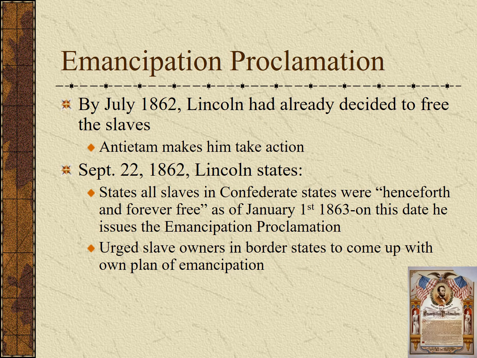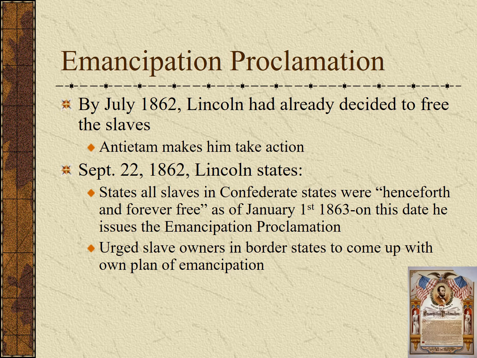So by July of 1862, Lincoln had decided that now would be the time to free the slaves, and Antietam made him take action. So on September 22nd, 1862, he stated that all slaves in the Confederate States were henceforth and forever free as of January 1st, 1863. It rhymes, so it makes it easy to remember. And on this date, he issued the Emancipation Proclamation.